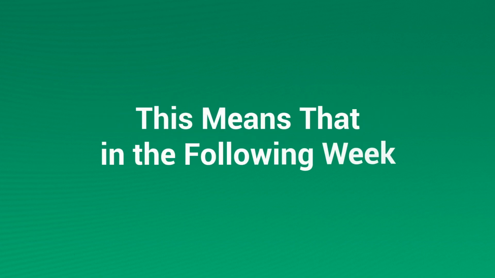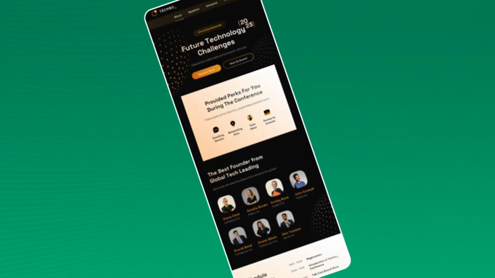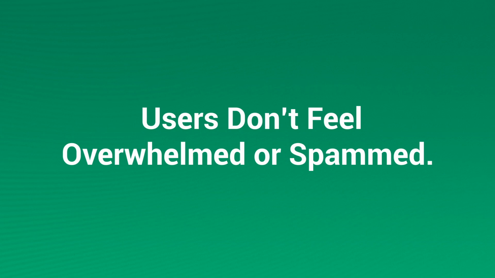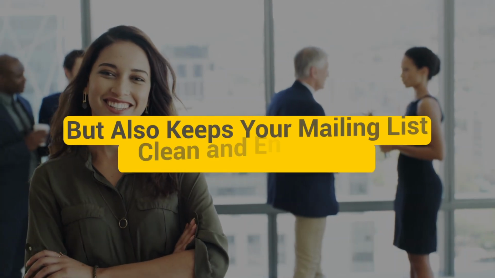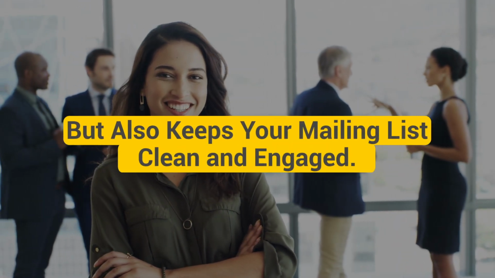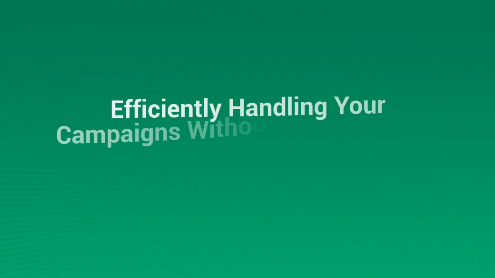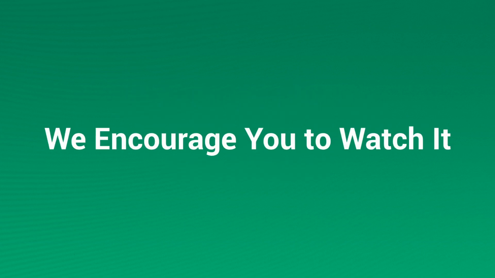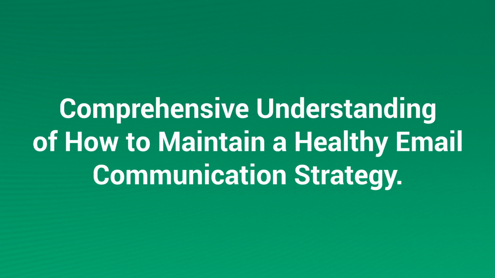This means that in the following week, when you send out your newsletters, those emails will not be sent to anyone who has opted out, ensuring that your users don't feel overwhelmed or spammed. This feature not only helps maintain a good relationship with your audience, but also keeps your mailing list clean and engaged. There will be a detailed video available on managing your opt-out list and efficiently handling your campaigns without overwhelming your audience. We encourage you to watch it for a comprehensive understanding of how to maintain a healthy email communication strategy.